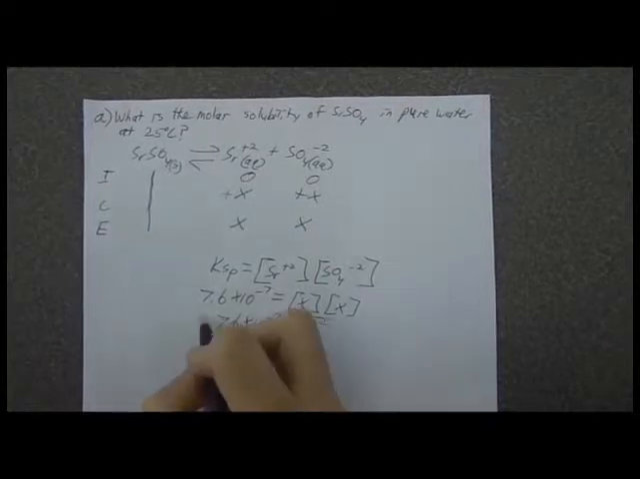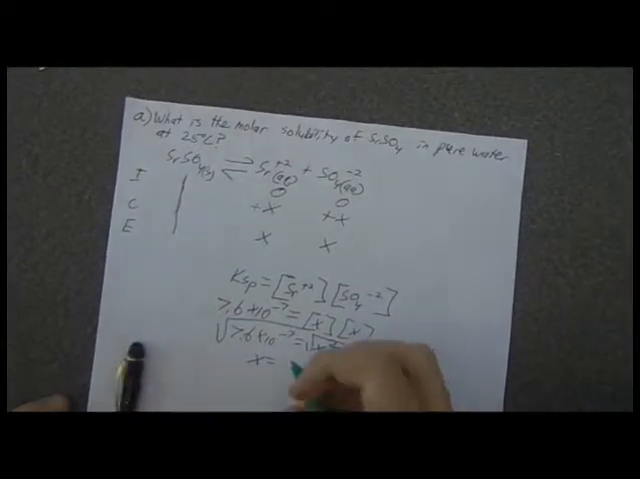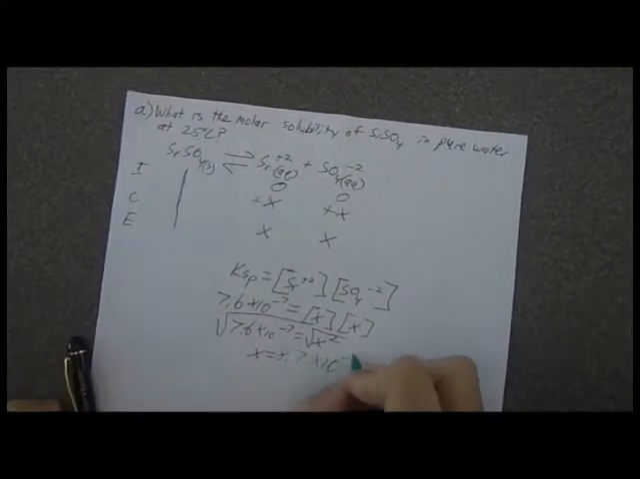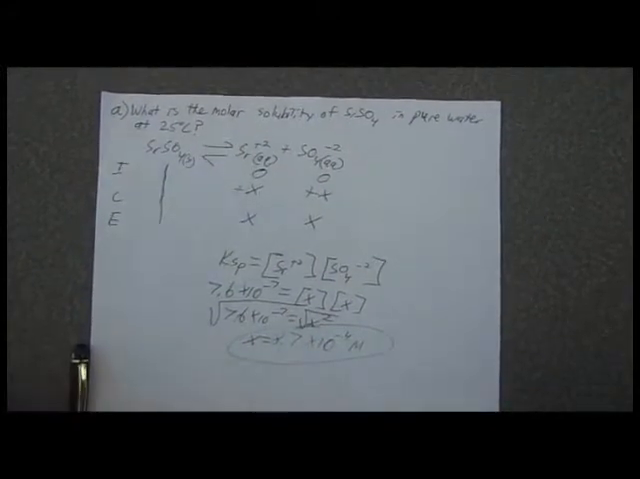Now to solve, we take the square root of both sides, and we get x equals 8.7 times 10 to the negative 4th molar. And that's your final answer for part A.